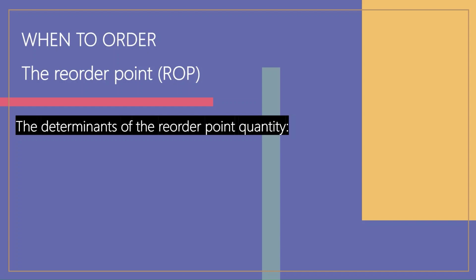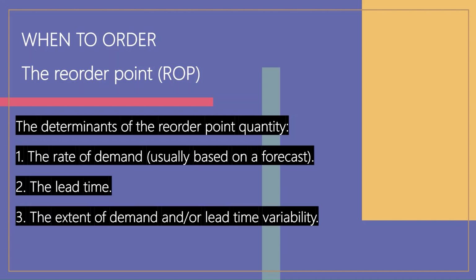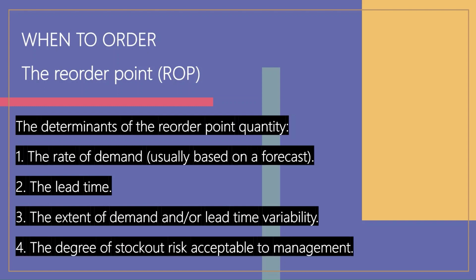There are 4 determinants of the reorder point quantity. The rate of demand, usually based on a forecast. The lead time. The extent of demand and/or lead time variability. And the degree of stockout risk acceptable to management.